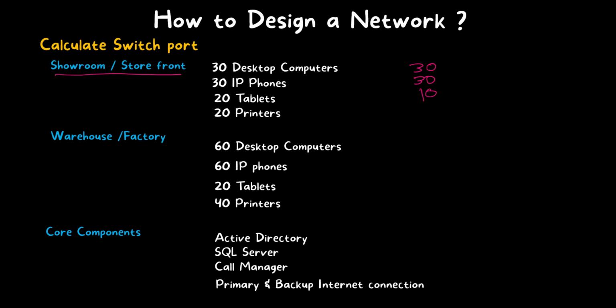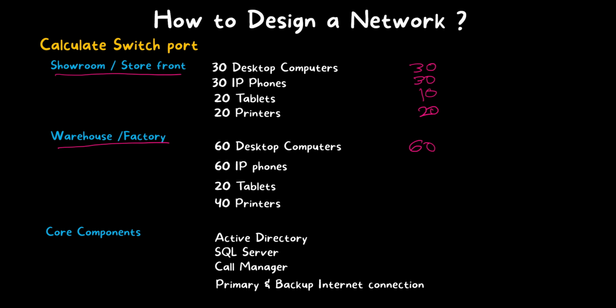There are 20 printers required. Each printer requires one network cable and one switch port. So a total of 20 switch ports is required for 20 printers. Now when we go to the warehouse and factory area, there are 60 desktops, so 60 cables and 60 switch ports are required. So 60.